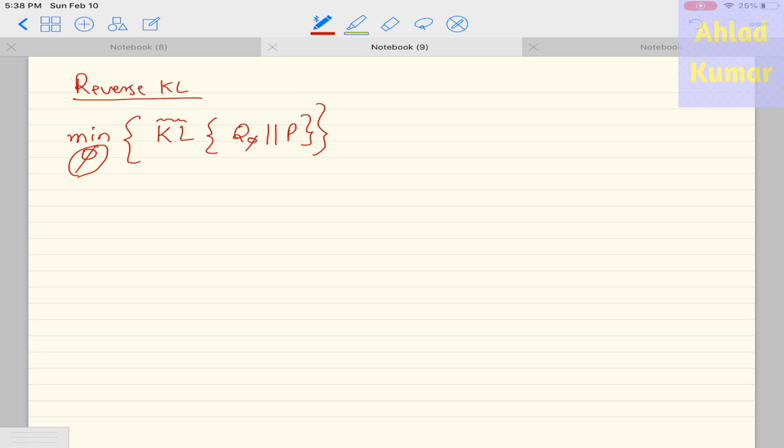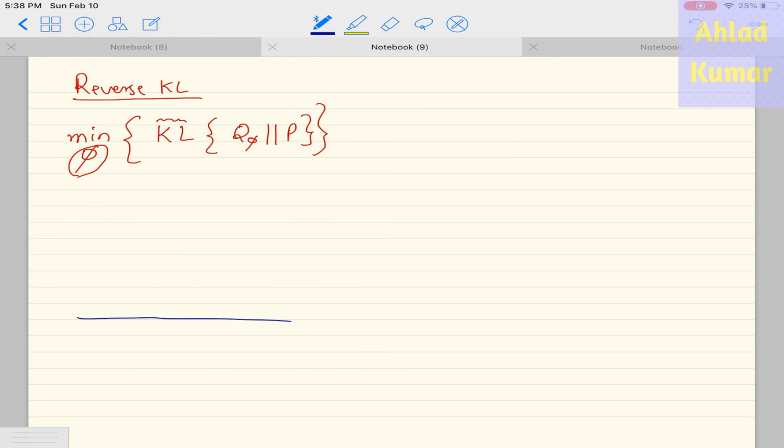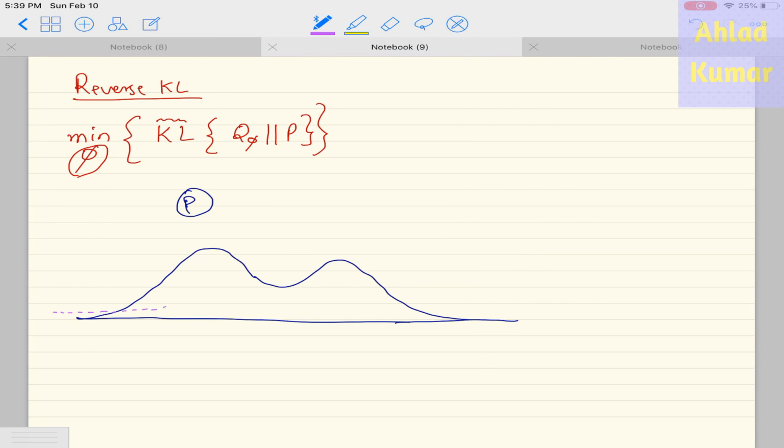So now consider the situation where the unknown distribution P is again bimodal, and it's represented like this. Okay, so this is our unknown distribution which is P, and let us assume that our Q phi is basically this. So this is basically our Q phi, that is the probability distribution with which we are approximating P. So if this is the situation, let's see the concept mathematically first.